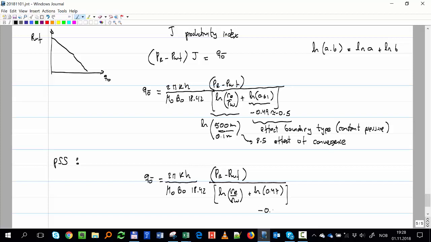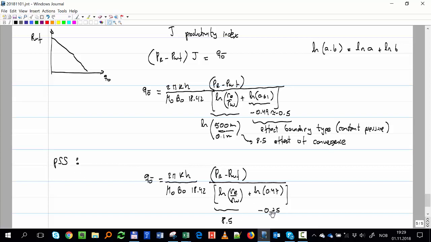Minus 0.8. Are you sure? No, 0.75 something? 0.75, okay. So 0.75, and this one still is 0.5 for our case. So you see the difference of the boundary between steady state and pseudo-steady state is 0.25.